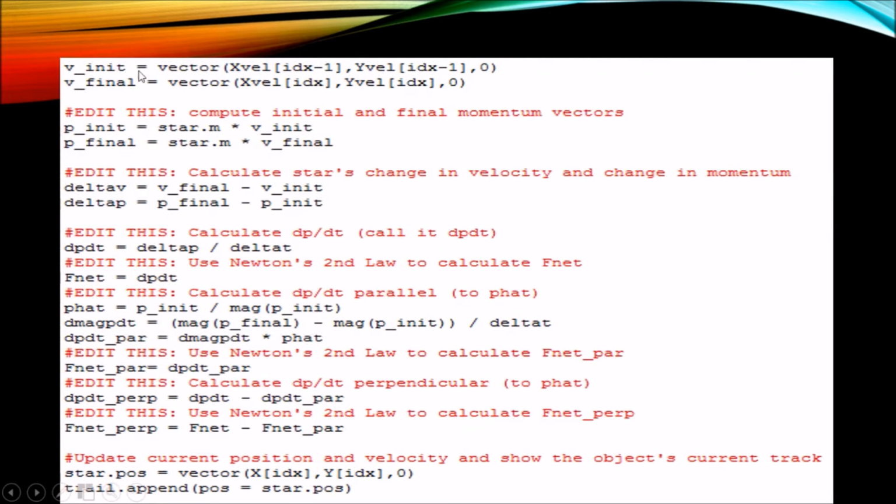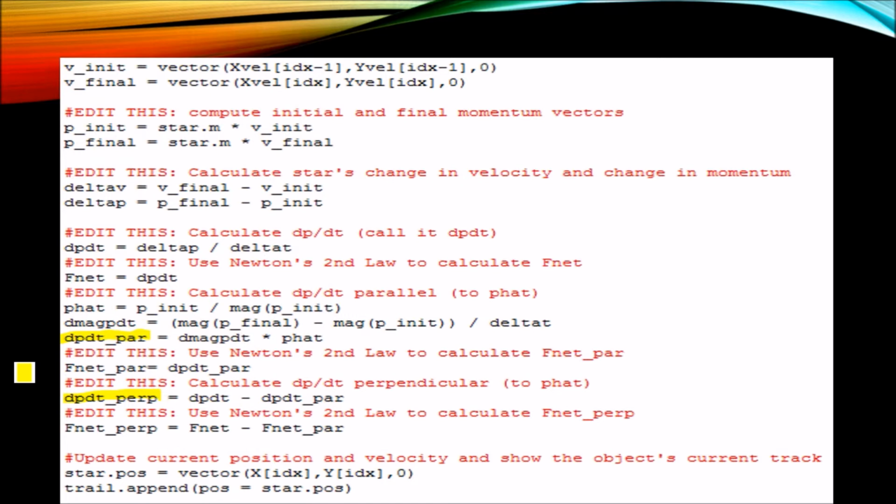Now as you can see here, we have the v initial and v final, which are taken directly from the table. The p initial and p final are calculated using this velocity initial and velocity final multiplied by the star's mass. Now these values are then subtracted to get the delta p, which we can then put over delta t to get dp dt. And as we discussed earlier, our net force is equal to this value of dp dt, which we set here. Now as you can see here in the code, we break down the force into two components, dp dt parallel as well as dp dt perpendicular.